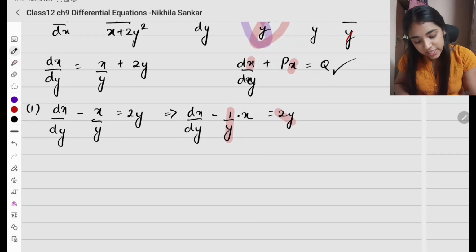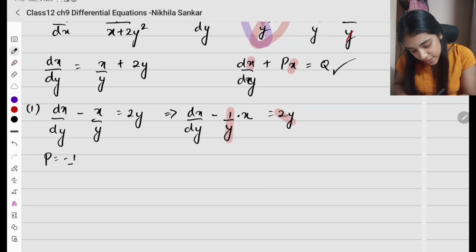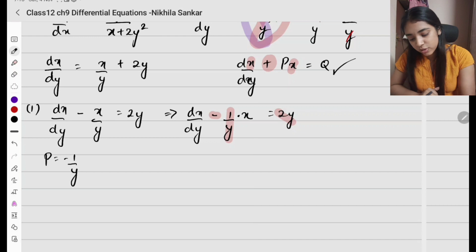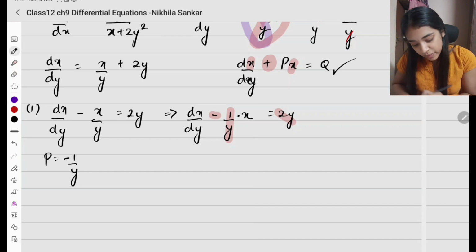Once written after splitting, it is very easy. So, p equals minus 1 by y. Remember that there is a minus here. In the general formula there is a plus, so why do we take the minus? So minus 1 by y is my p and q is going to be 2y.